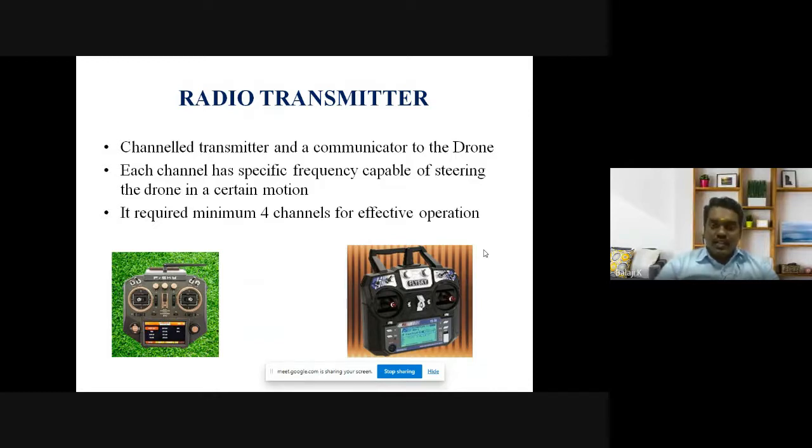For drone related operations, a minimum of four channels is required for effective operation. Some drones will have six channels, it will vary, but minimum we need four channels for effective operations.